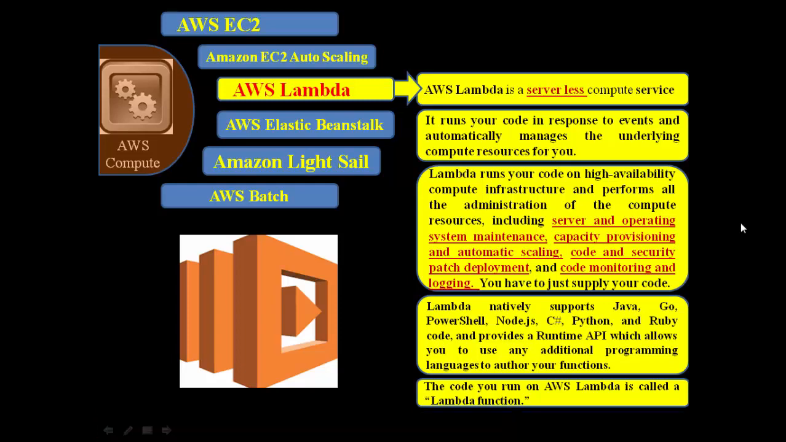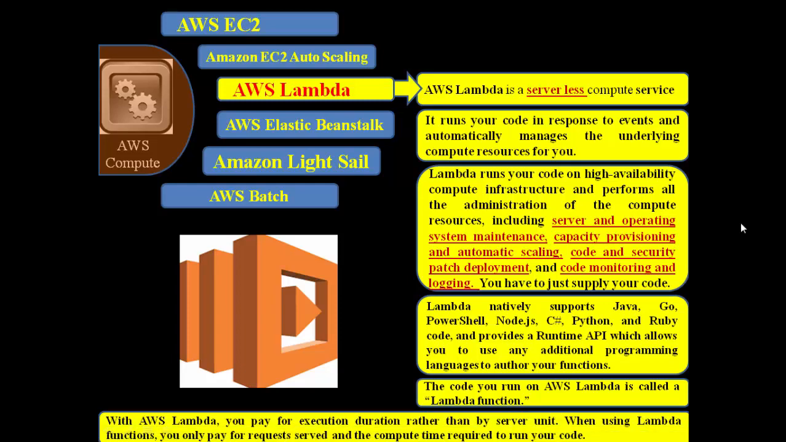Another benefit of AWS Lambda is that we can reduce overall cost, because with AWS Lambda you pay for execution duration rather than by server unit. It means when we use a Lambda function, you pay only for the requests served and the compute time required to run your code, so that we can reduce overall cost.